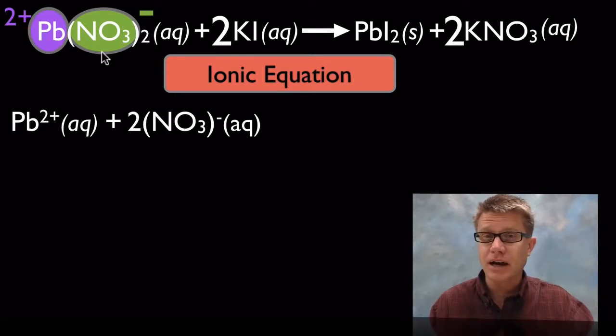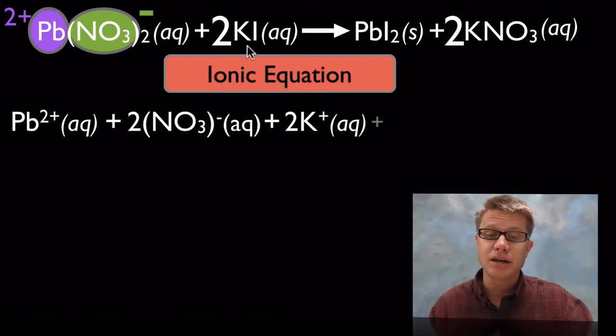I'm going to have that lead ion, which has a 2+ charge, and then 2 of those nitrates, which have a 1- charge. Now, why am I writing a 2 here? Because we have 2 of those nitrates. And so you can see in an ionic equation, what I'm doing is I'm busting apart each of those ions.